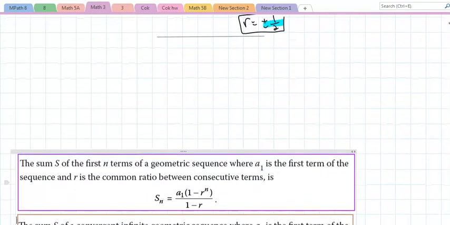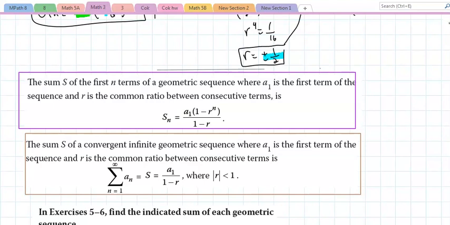Now the sum formula, if I want to take the sum of the first n terms, that turns out to be the first term times 1 minus r to the n divided by 1 minus r. Now, this sum formula I provide on the exam. Similarly, I will provide the sum formula for arithmetic sequence.